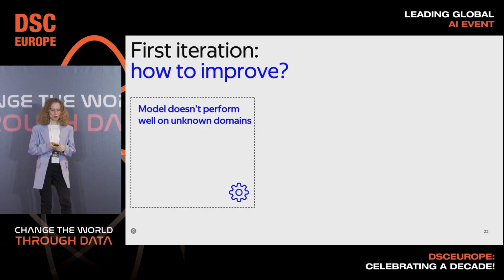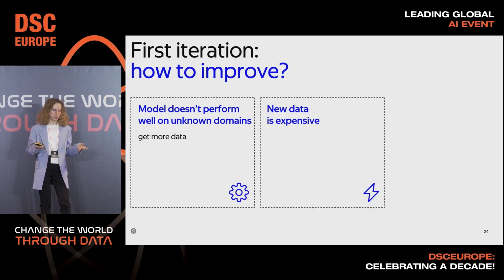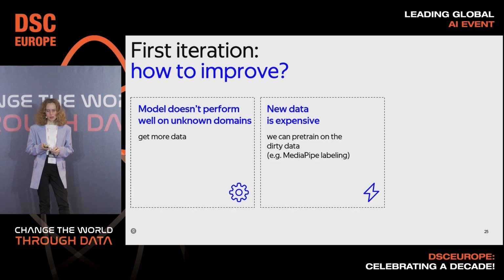Then we started to think, how can we improve our model? We saw that the model didn't perform well on unknown domains, and the obvious way to fix it was to get more data, but how, if it is pretty expensive? And at this moment, we thought that we could organize some pre-training stage, collect more data, do this pre-training on it, and then tune on our clean data.